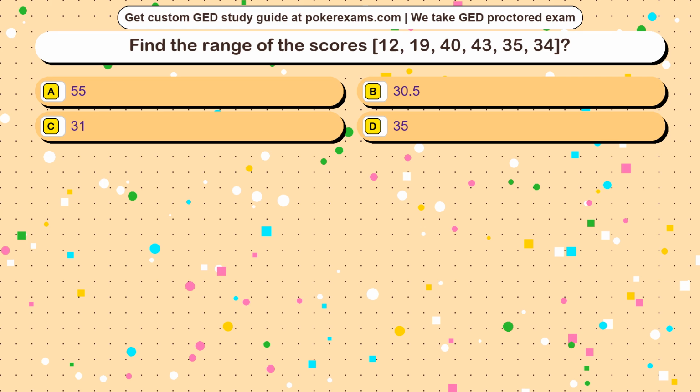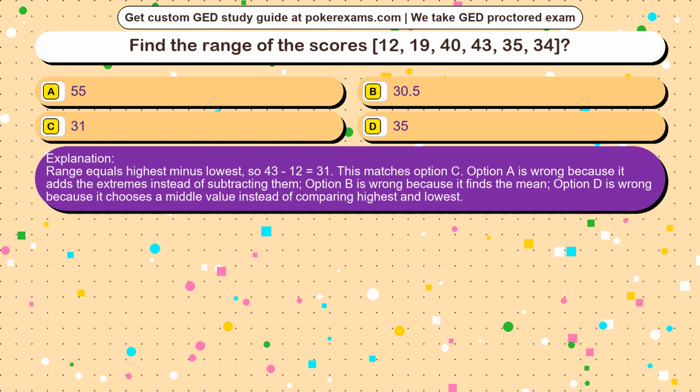The correct answer is option C. Range equals highest minus lowest, so 43 minus 12 equals 31. This matches option C. Option A is wrong because it adds the extremes instead of subtracting them. Option B is wrong because it finds the mean. Option D is wrong because it chooses a middle value instead of comparing highest and lowest.